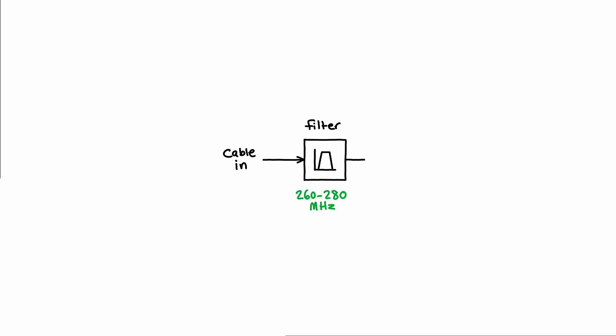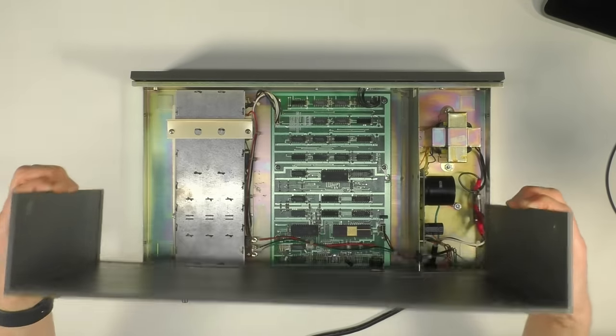Here's a block diagram of what we've learned so far. I'll keep updating it as we go. For now, we just have the cable input going into the filter box on the back of the network adapter. Now let's get inside and have a look.